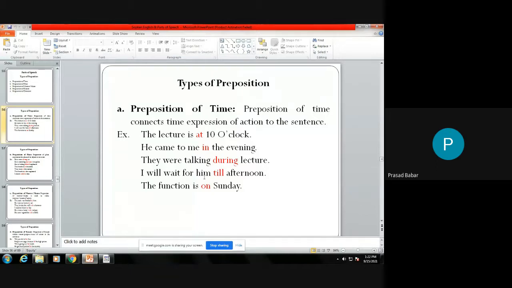Then the third example is: they were talking during lecture. So here "during" is also called a preposition. Then let's discuss the fourth example: I will wait for him till afternoon.